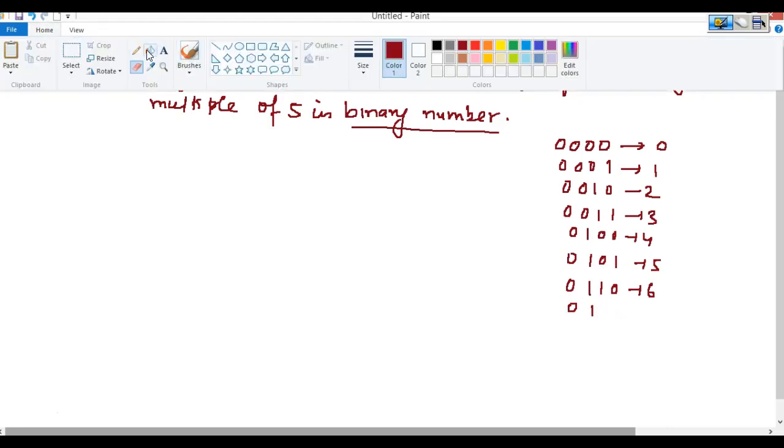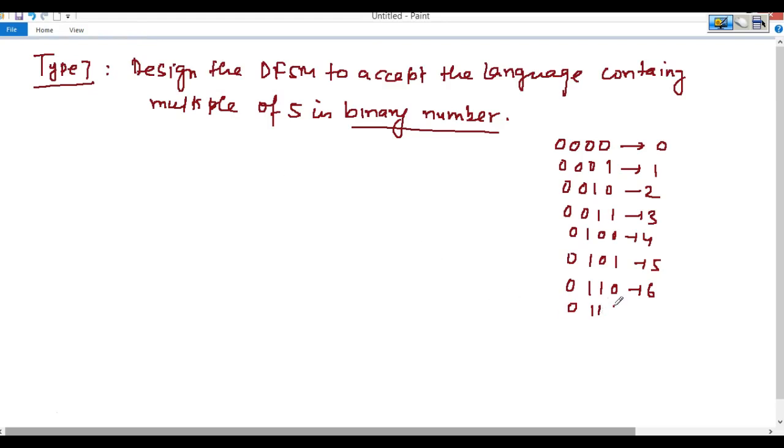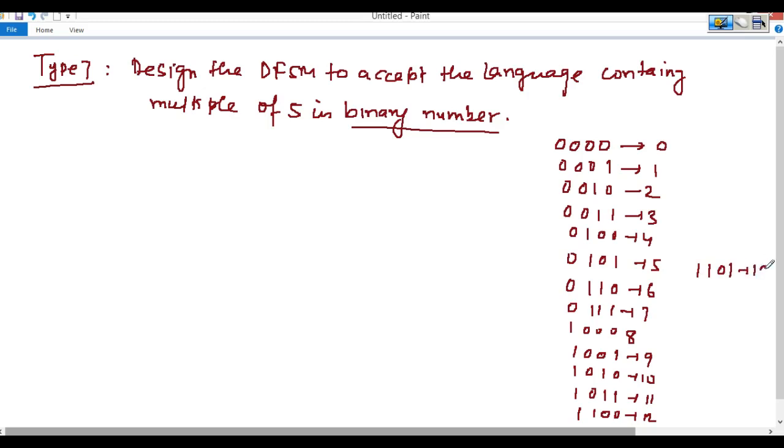You can write 0 1 1 1, that is 7. 1 0 0 0 is 8, 1 0 0 1 is 9, 1 0 1 0 is 10, 1 0 1 1 is 11, 1 1 0 0 is 12. Similarly 1 1 0 1 is 13, 1 1 1 0 is 14, and 1 1 1 1 is 15.